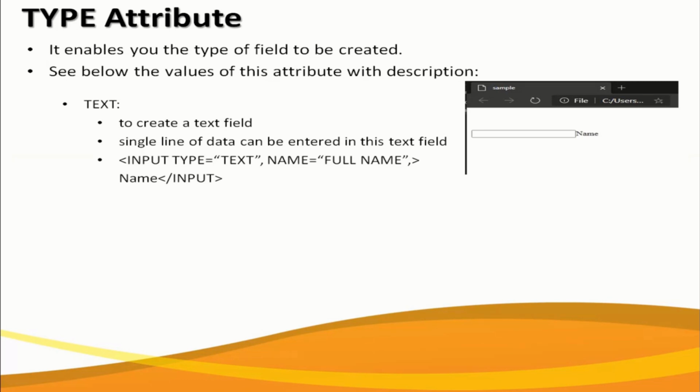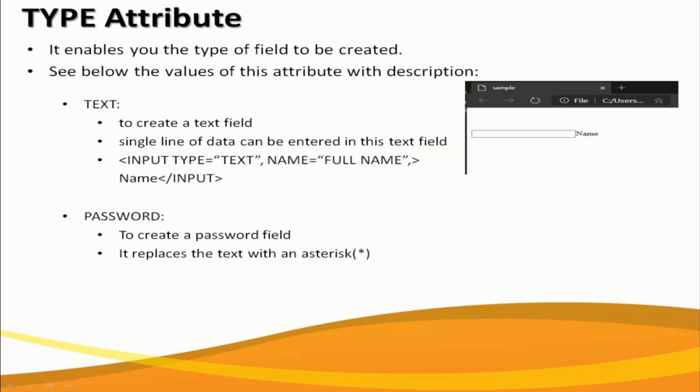This is for the text field. But if you want to create a password field, then use the value password for the type attribute. As we all know, a password is hidden from everyone, so it replaces the text with asterisk signs. The HTML syntax to create a password field is the same, except the type value is password rather than text. The output will be this.